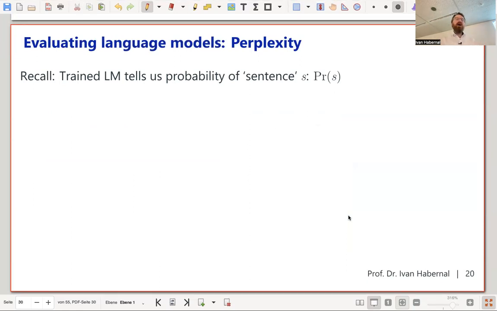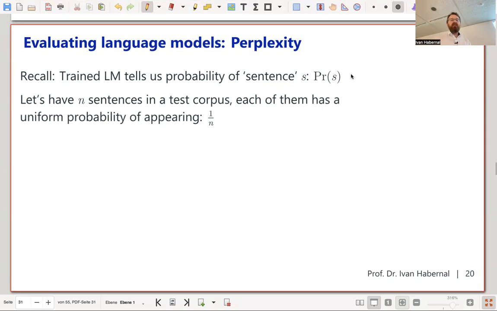So, okay, how do we evaluate? So we learn a language model, we train it on data, we train it on Wikipedia, and I want to evaluate how it works. Because some models are better than others. So how can I evaluate? So a language model tells us the probability of sentence S. So we want to have this. So let's have a test corpus.